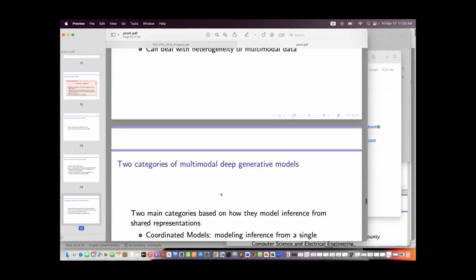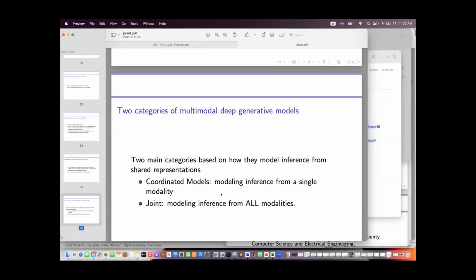And without going into too much of the maths here, I'll tell you two important things about these multimodal deep generative learners, that there are two main categories of these models. One which go by the name of coordinated models, where you are really modeling each of the modalities that we have independent of the others. So if you have audio data or video data, you really build the models independently. And then you sort of figure out a way to merge them and learn the latent space.